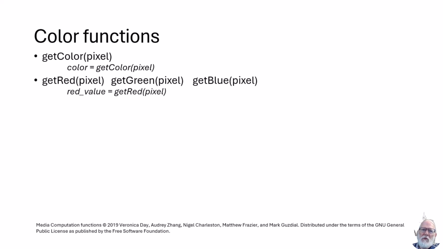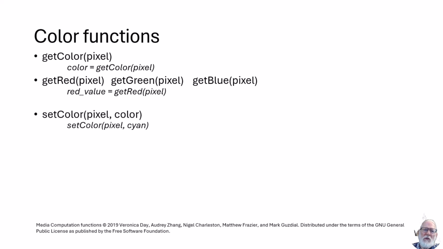We can also get the individual color components. So if all we want to do is know what the red value of a particular pixel is, we can use getRed, or getGreen, or getBlue. We've got a function for each one of those. Again, we have to tell it what pixel we want the color component of, but we provide the pixel, and it's going to give us back that component. So an example of code, we might write something like redValue = getRed(pixel). Again, pixel being previously defined.